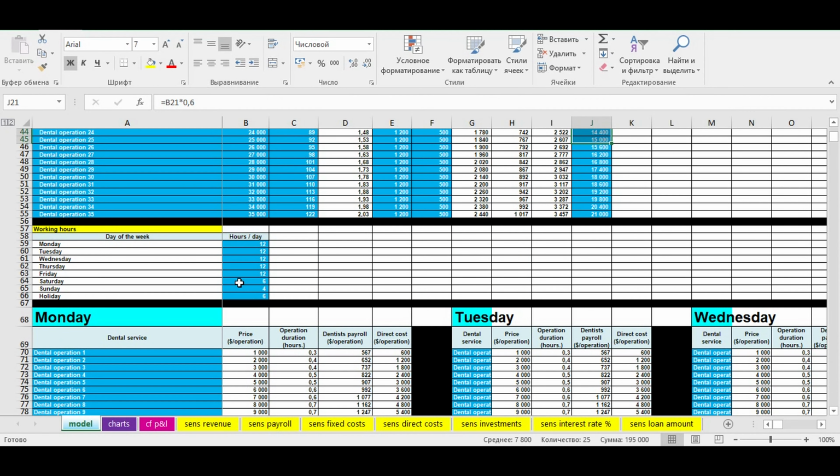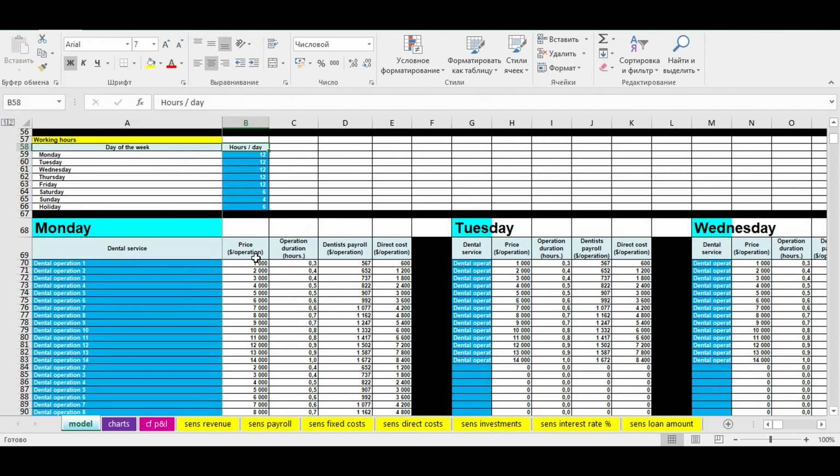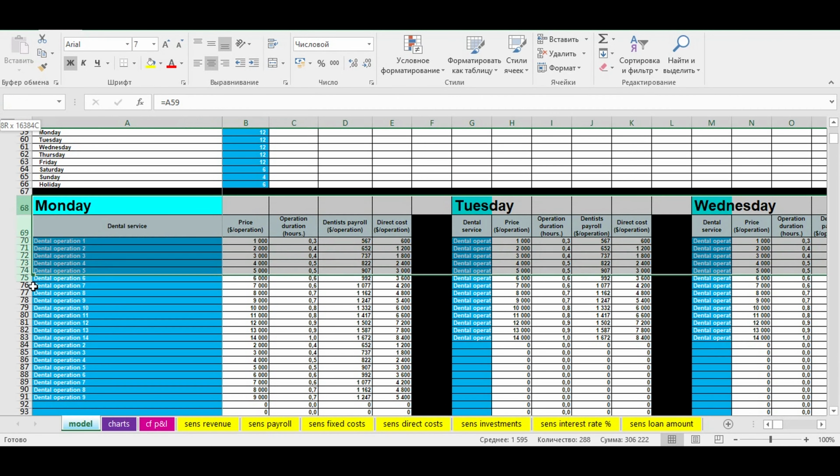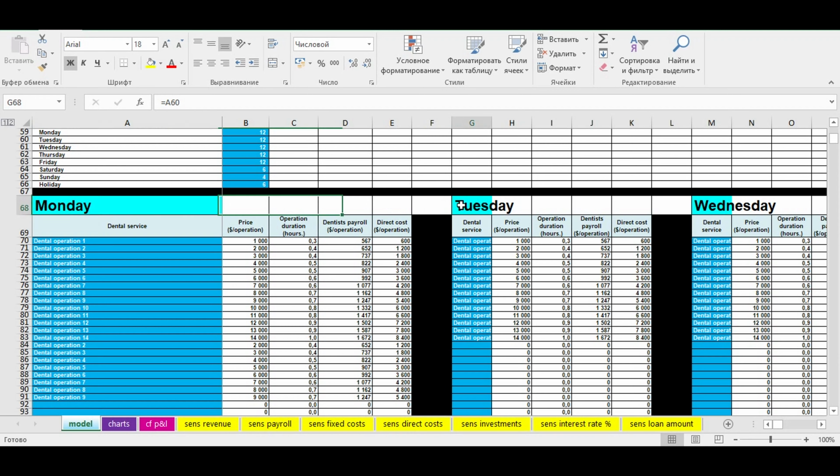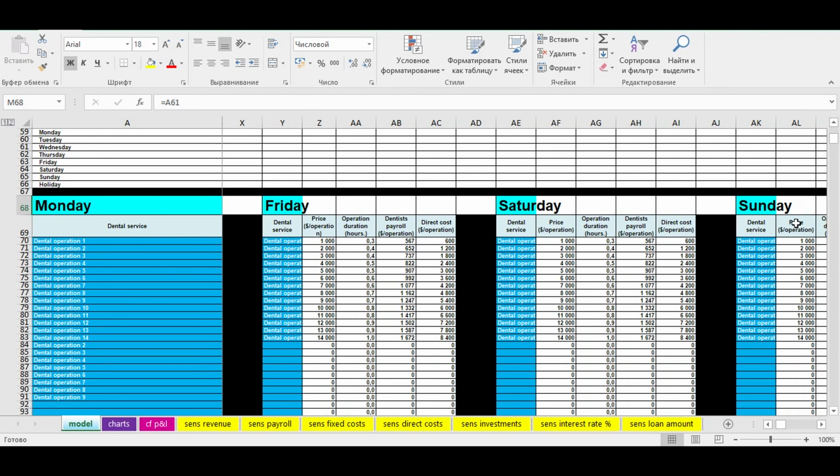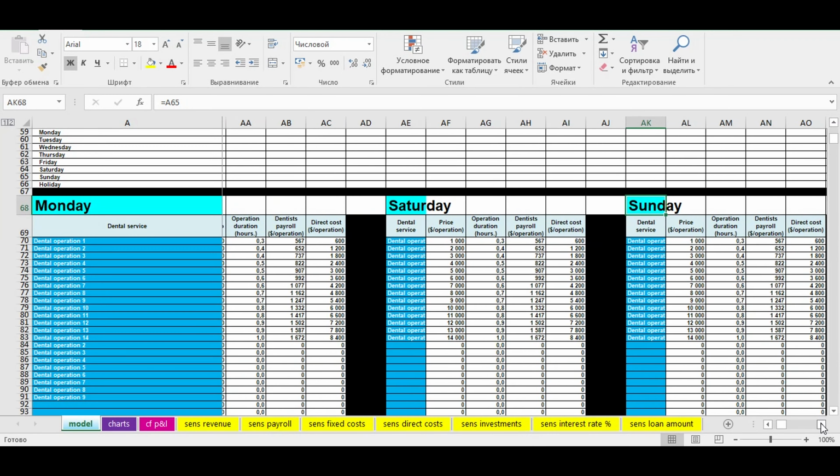Now you go to the next step of your time limitation system. You have 8 types of days, Monday to Sunday plus holiday. In this table, you can specify the amount of working hours for each day of the week plus holiday. Then you can create a typical schedule for each day of the week plus holiday. You can create a realistic amount of different dental operations for each type of day.